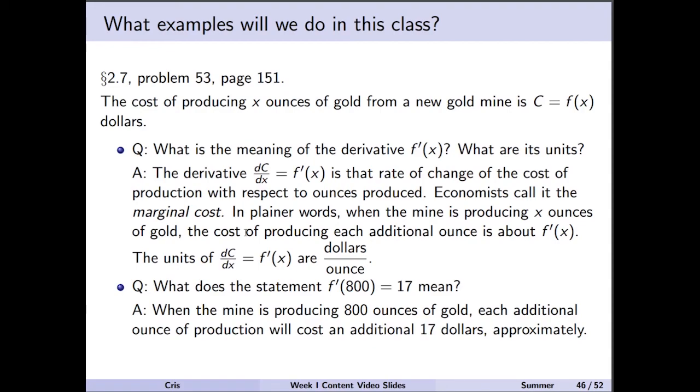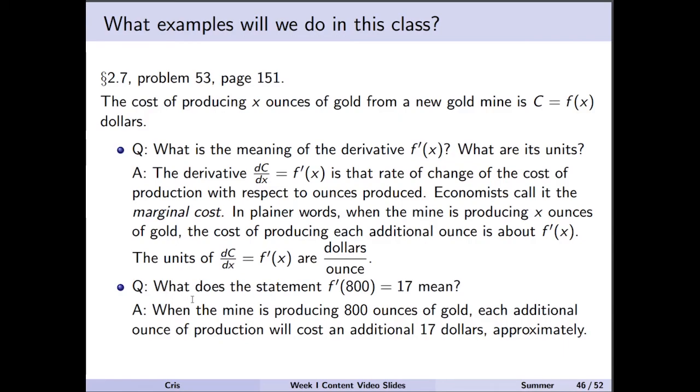So in plainer words, when the mine is producing x ounces of gold, the cost of producing each additional ounce is about f prime of x. That's the rate of change of cost with respect to x. If x goes up by 1, the cost is going to go up by about this rate of change, f prime of x. If you want to read the units off, it's better to use this dC over dx notation. The units of cost are dollars, the units of x are ounces, and so the units of the derivative, dC over dx, are dollars over ounce, dollars per ounce.